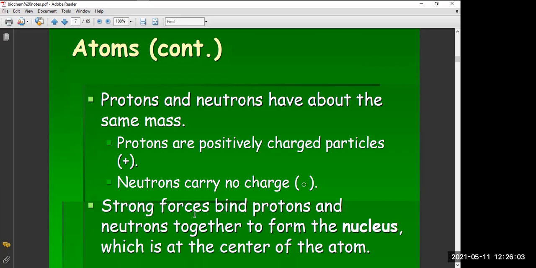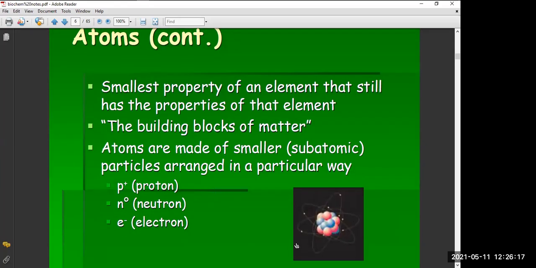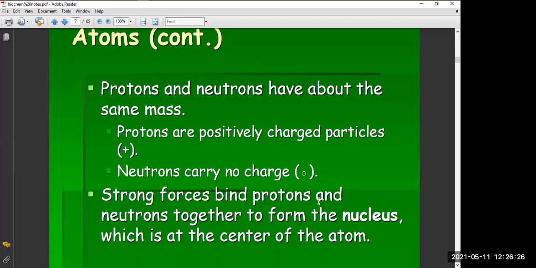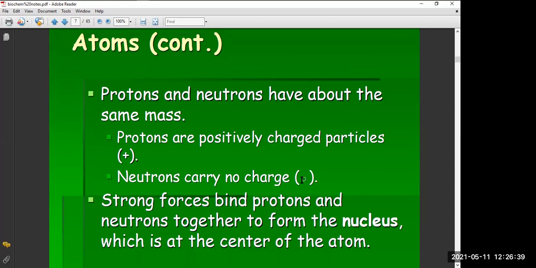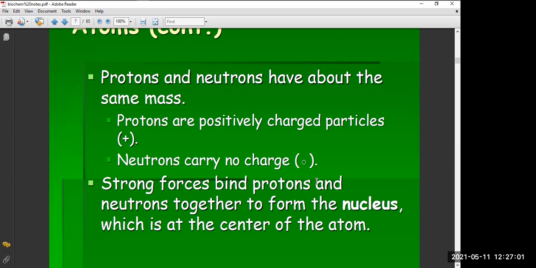Strong forces bind protons and neutrons together to form the nucleus, which is at the center of the atom. So they give us a simple structure of an atom, which I think we'll get a better one, but from this view, this is the point they're trying to get. What actually helps them to bind together is the charges that they have. So no wonder we have protons that are positively charged, neutrons that have no charge, and then the electrons that are negatively charged. Strong forces bind protons and neutrons together to form the nucleus, which is at the center of the atom. The circle at the center of the atom is called a nucleus. That bond is made between protons and neutrons by strong forces.